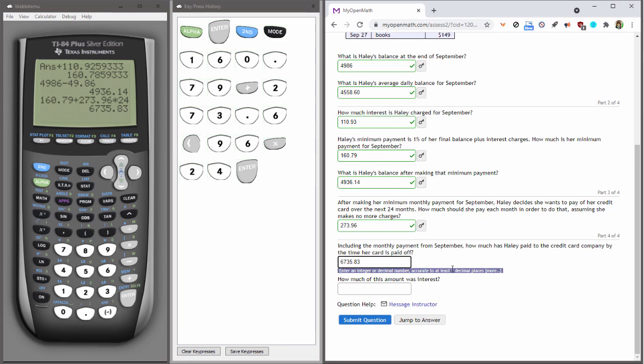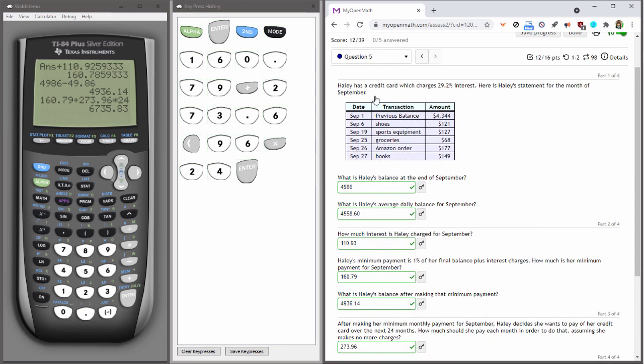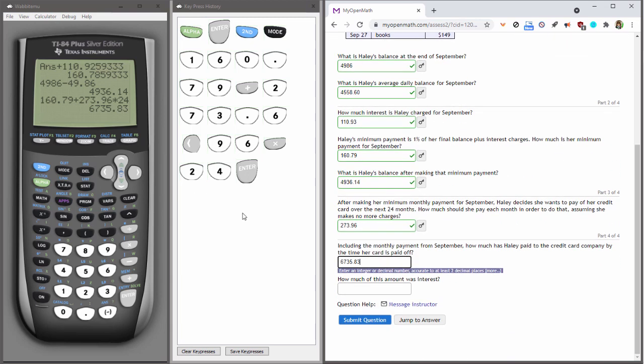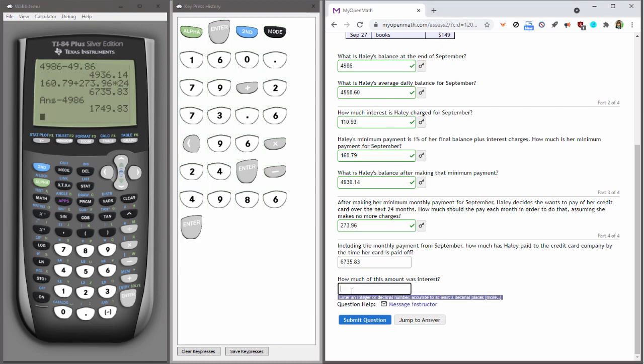How much did she borrow? Well, the amount that she borrowed from the credit card company is this balance stuff, right? The total amount that she owed the credit card company as of the end of September was this $49.86. So we just take this total amount she paid that we found and subtract the $49.86 that was the total amount she owed, and we find that she paid $1,749.83 in interest.